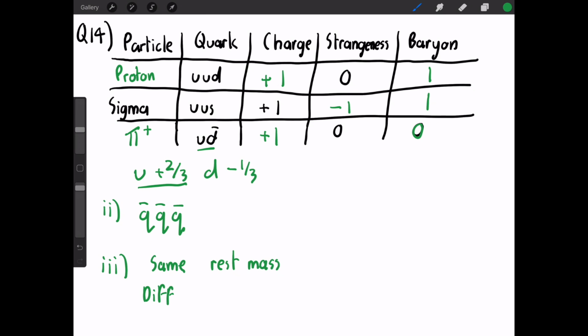Something that's different. You've got a choice, but I think the obvious one could be charge. Basically, any of the quantum numbers. So charge, baryon number. They're the two which seem to be the most obvious. And that's question 14.